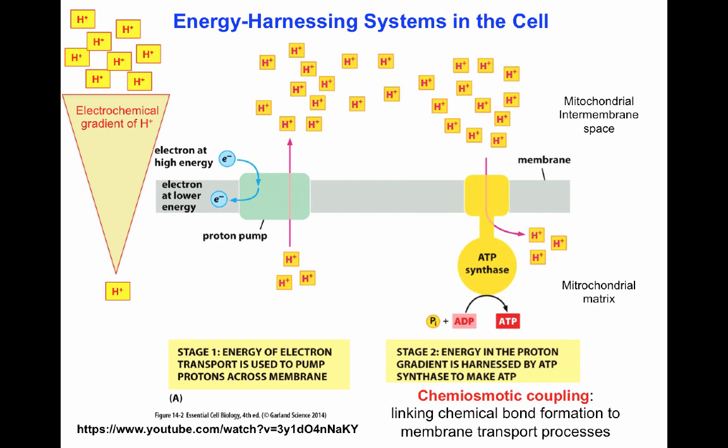Now, the second step is going to harness the potential energy stored in that electrochemical proton gradient to generate ATP via the enzyme ATP synthase. This is what we consider chemiosmotic coupling, linking the chemical bond formation of ATP to the membrane transport process via the electrochemical gradient of protons. And here on the lower left, I have put a YouTube link to a video that explains this very nicely.